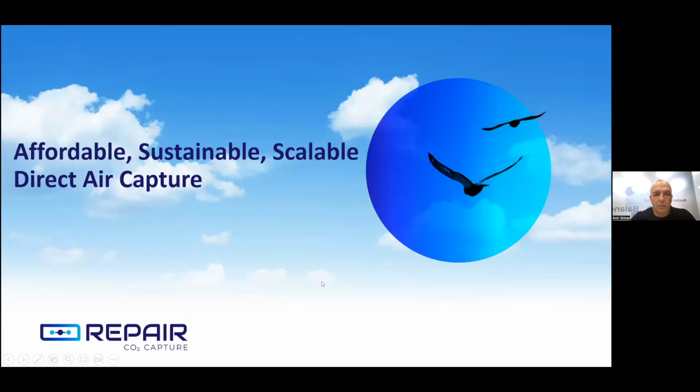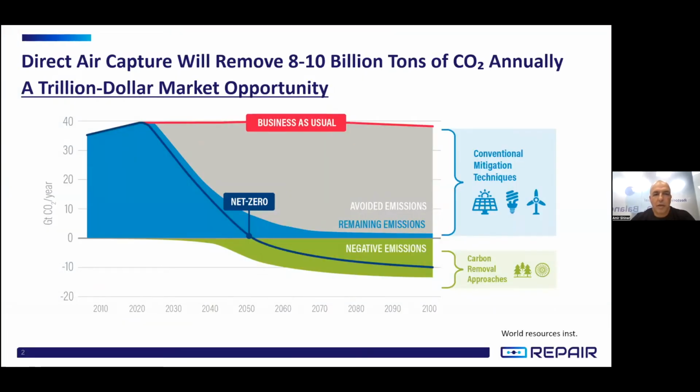Again, Amir Shiner, CEO and co-founder of RepAir Carbon. We are a startup company located in Israel, developing an affordable, sustainable, and scalable direct air capture technology. Toby very nicely described why we need carbon dioxide removal technologies in order to really shift the business as usual graph from the 40+ billion tons per year to the 0 point by mid-century. This is not only a very important objective from an environmental perspective, it is going to be a huge market opportunity by 2050. And we realize that.